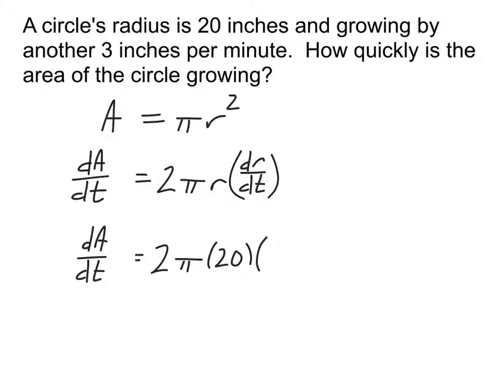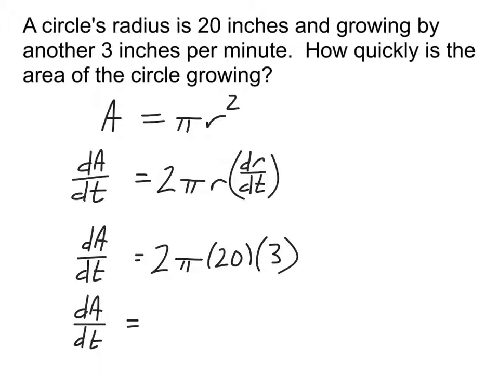So do we know what dr over dt is? Yes, because that's the rate of change. That's how quickly the radius is changing with respect to time. So the radius is changing over time by 3 inches per minute. So I put the 3 in there. Actually, I should probably keep that the same color. There we go. And so the area then is changing by whatever that value is.